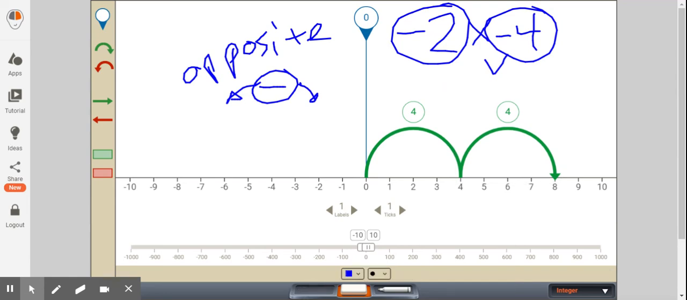So our rule for today is if we have one negative, then our answer is going to be negative. If we have two negatives or we have double negatives, then our answer is going to be positive.